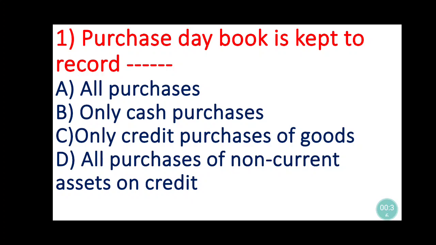Now number 1, purchase day book is kept to record. The answer is only credit purchase of goods, because cash purchase of goods we record in cash book. All purchase of non-current asset on credit we record in general journal, also known as journal proper. All purchases, credit as well as cash, are not recorded in purchase day book, because purchase day book is kept to record only credit purchase of goods.